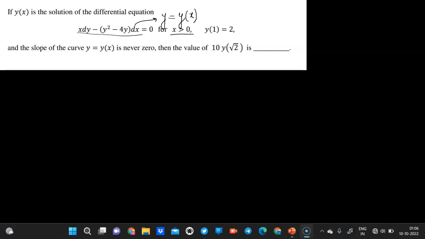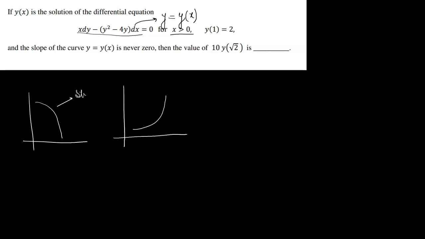And the slope of the curve y equal to y(x) is never 0. It means that if the curve is strictly decreasing or strictly increasing, and this curve is strictly increasing.